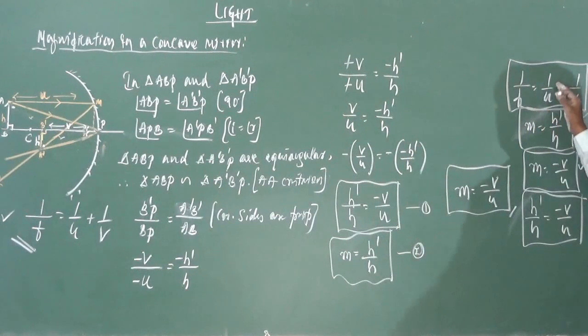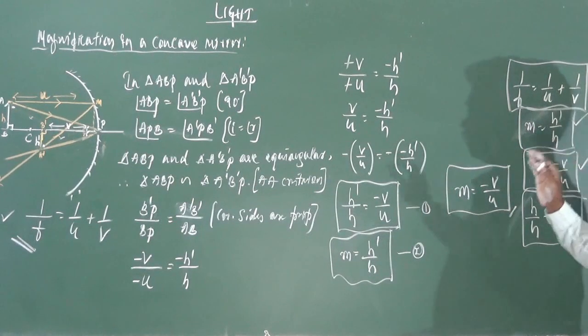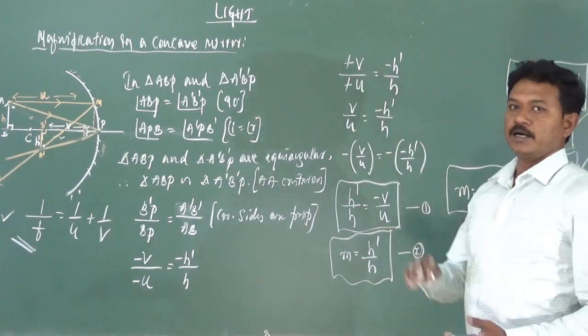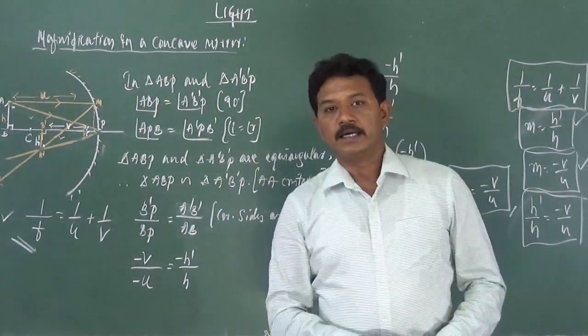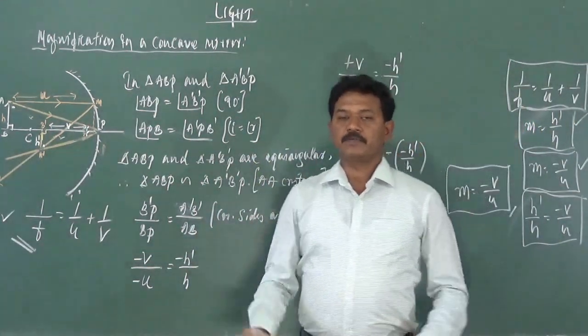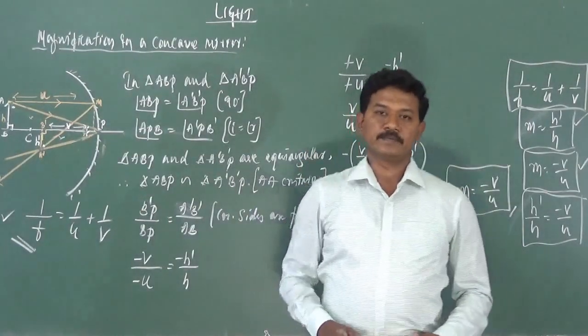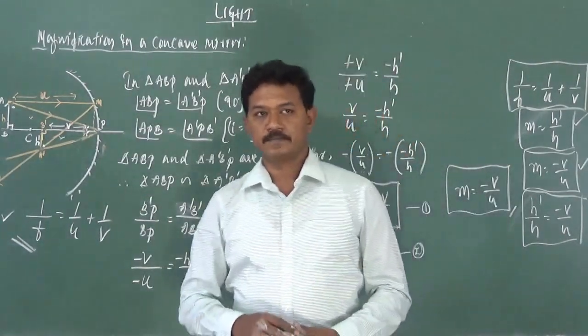So 1 by f is equal to 1 by u plus 1 by v. m is equal to h dash by h. m is equal to minus v by u. h dash by h is equal to minus v by u. And when do you get positive magnification and when do we get negative magnification? And we know that the magnification of a plane mirror is plus 1. Right? So these are the things in this session.